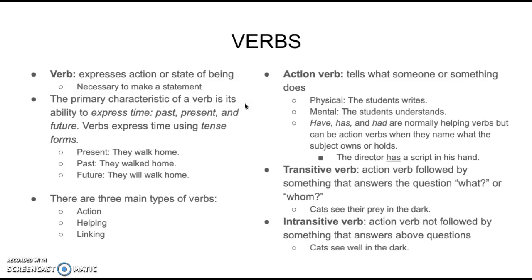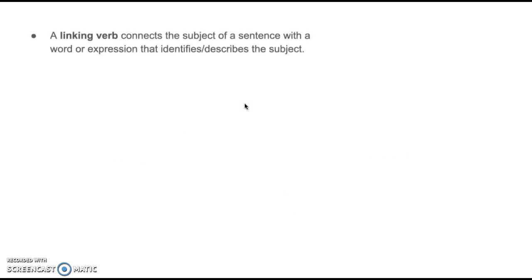But this sentence is also intransitive. Cats see well in the dark. Well in the dark is answering the question how cats see, not what they see. Tricky. Next up, we have linking verbs.